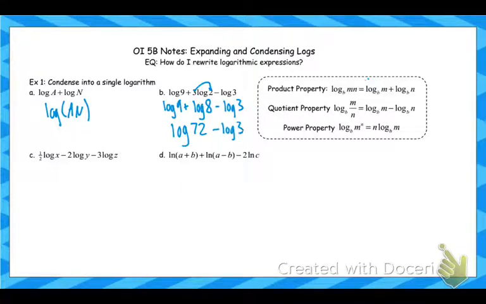Then I have subtraction. So if I'm subtracting logs, I can divide the arguments. Now again, it's really important. We're just dividing the arguments. We're not dividing the logs. So this is not log 72 divided by log 3. When we condense these, we're writing log one time. I'm only dividing the argument. So this becomes the log of 72 divided by 3, or 24.